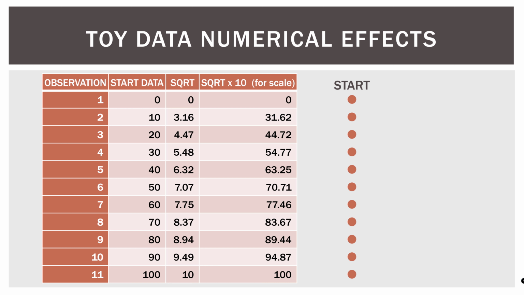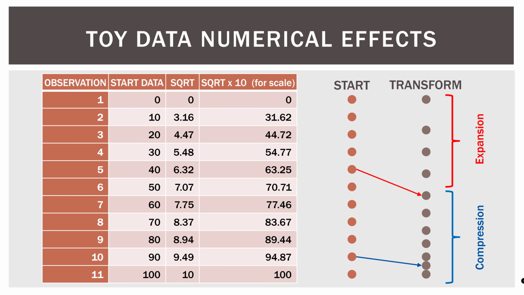Now, if we did a generic plot of our start data, we would just have 11 observations that are evenly spaced, all 10 apart. We can see those dots are evenly spaced. Now what happens if we graph those dots on the transformed, square root scale? It looks like this. So what happened? Well, we can see that there is an expansion in the lower values and a compression in the higher values. The square root transform expands the lower values apart and compresses the higher values.